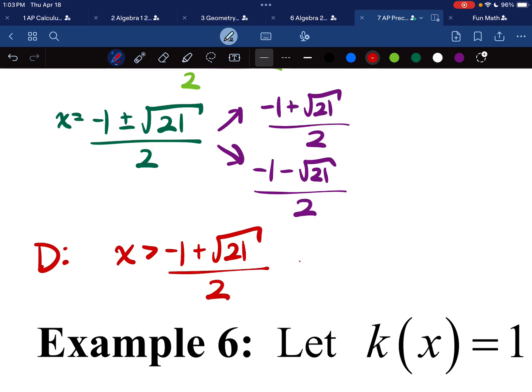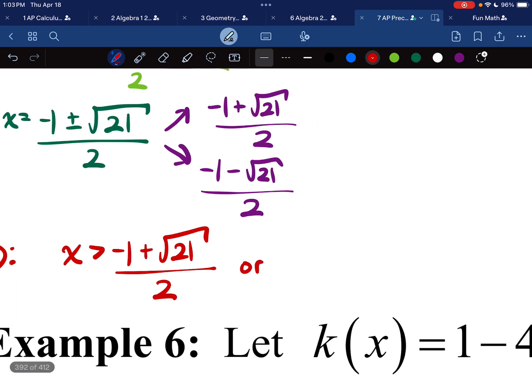or, technically at the same time, usually the word is "or" because I have a range, x has to be less than, because it's a negative, negative 1 minus root 21, all over 2. So those are the boundaries.